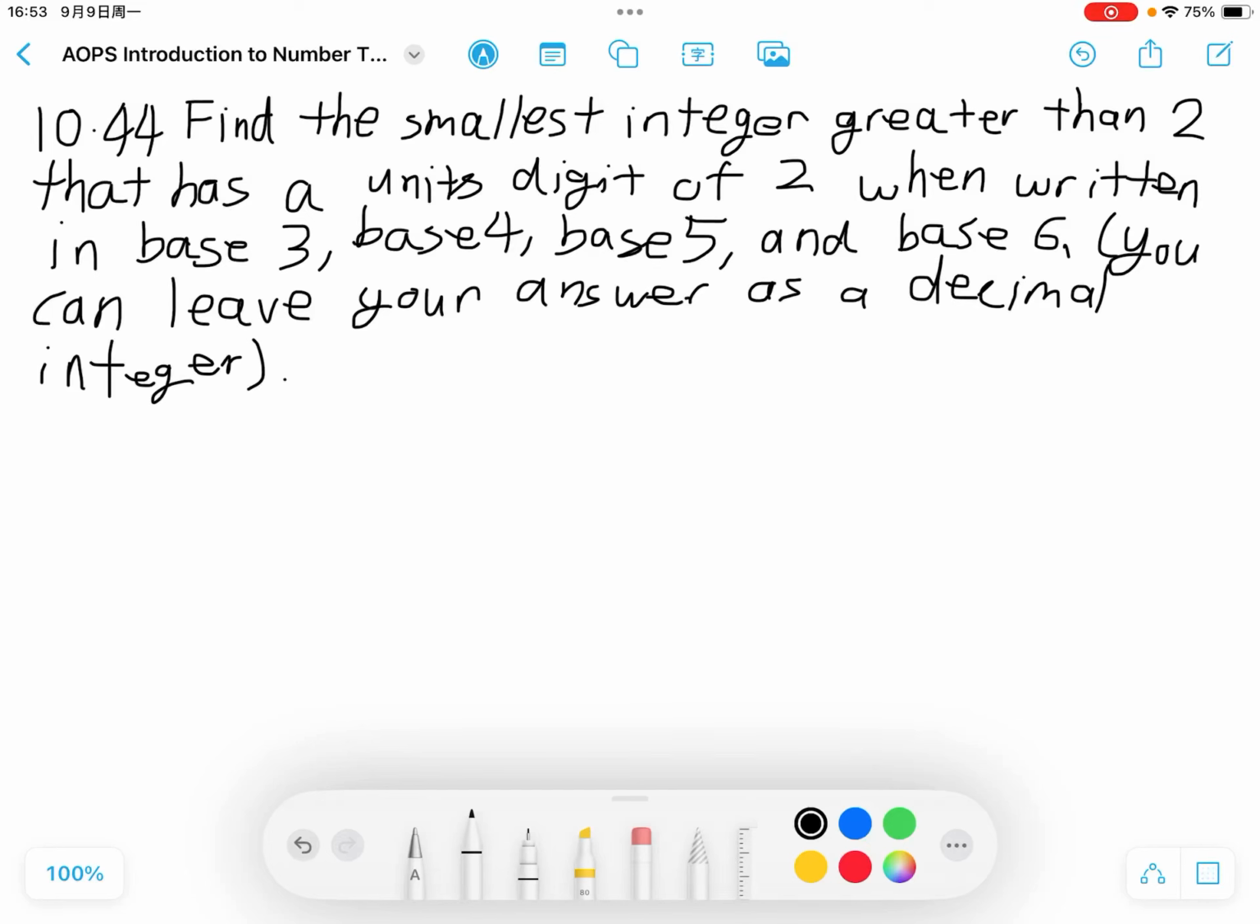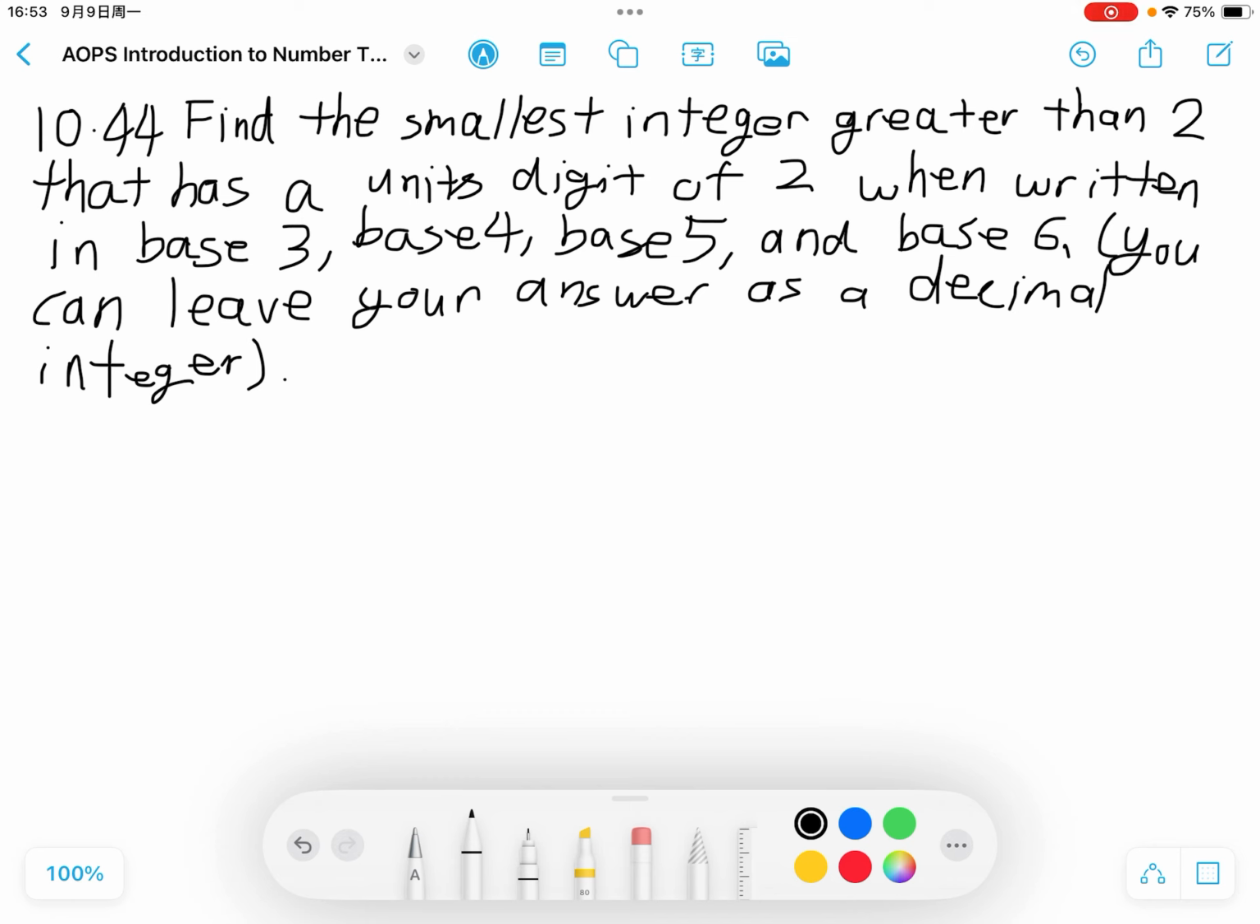This is problem 10.44 in AoPS Introduction to Number Theory. It says, find the smallest integer greater than 2 that has a unit digit of 2 when written in base 3, base 4, base 5, and base 6. And you can leave your integer as a decimal integer. So basically, as a base 10 integer, you don't have to change bases.